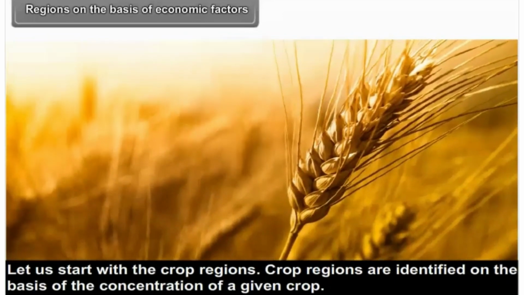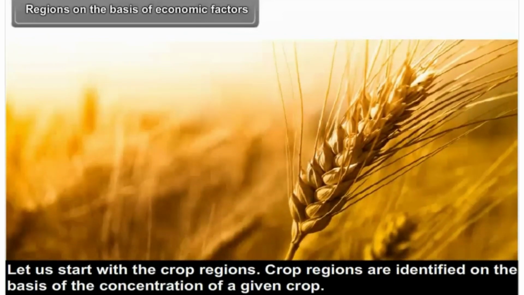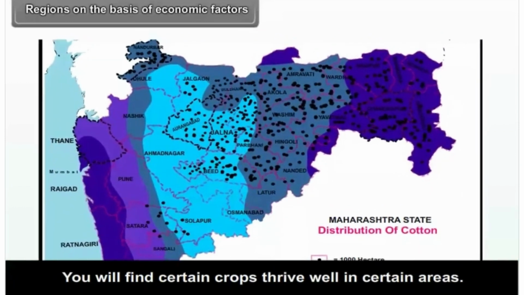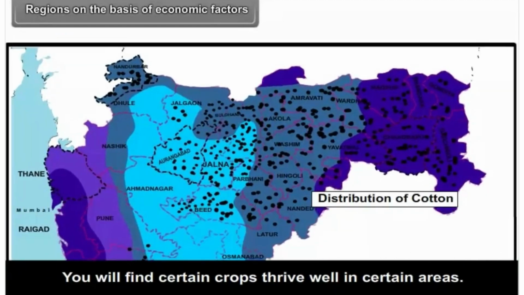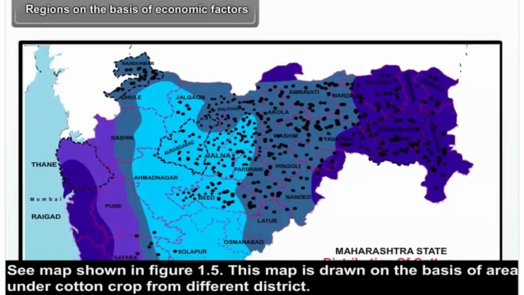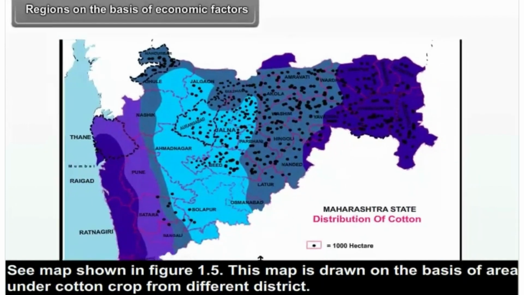Let us start with the crop regions. Crop regions are identified on the basis of concentration of a given crop. You will find certain crops thrive well in certain areas. This is because the area has favorable conditions for the given crop. See the map shown in figure 1.5.